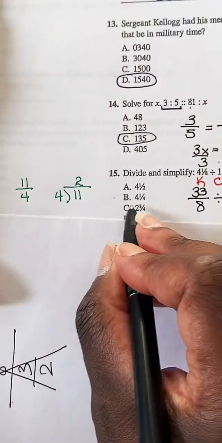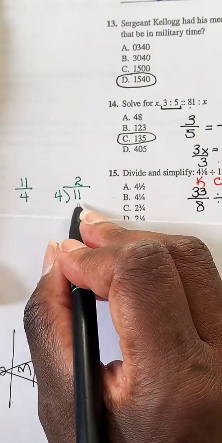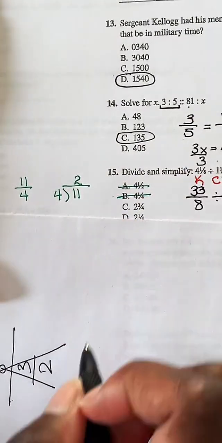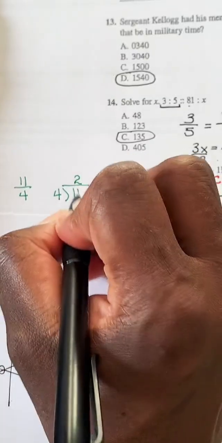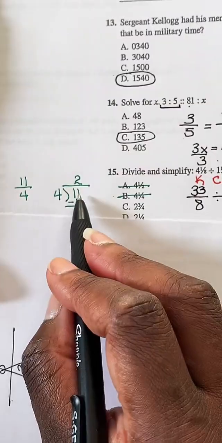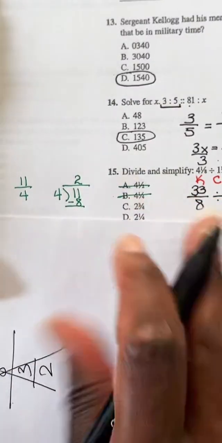All right, not 4, because 4 times 4 gives me 16. That's too much. So right away, A and B is out. 4 times 2, we got our 8. 11 minus 8, that gives me my 3.